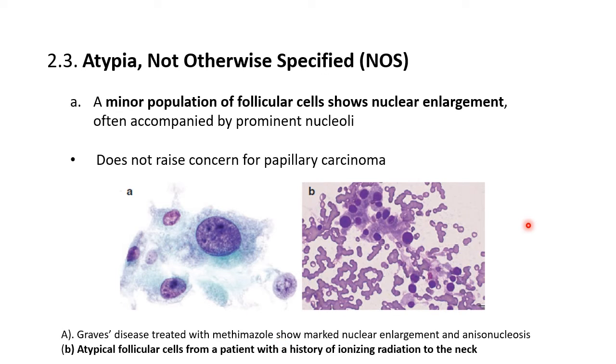However, most of the time we do not have the history of the patient. So without the history, having such a type of atypia which does not qualify to be called a papillary carcinoma, classify it under atypia NOS.